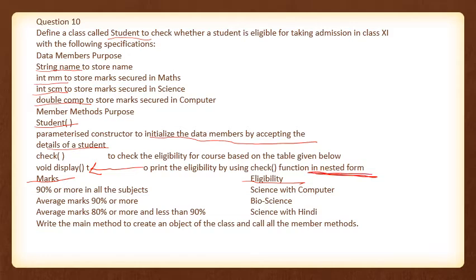Whenever the nested form is given, it means a call of any other function inside the function. So that is known as the nested form of a function, meaning inside the display you call the check function. All the conditions of marks are given here: 90% or more, science with computer. Average marks 90% or more, bioscience. And the next condition is science with Hindi. Write a main method to create an object and call the functions.